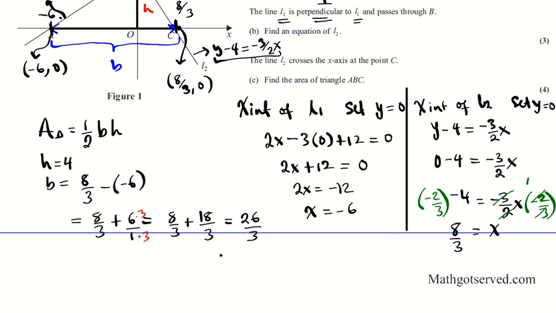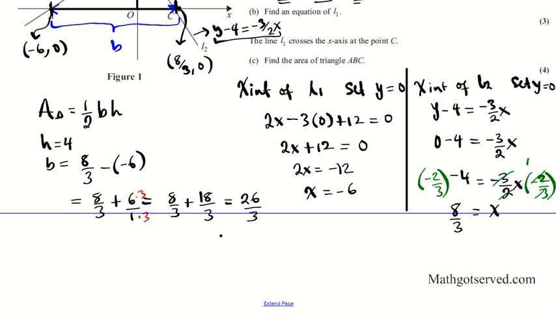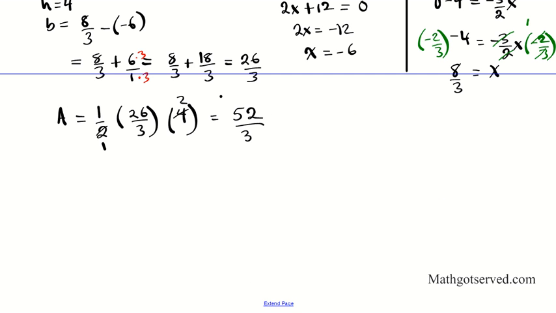All right, now we have everything we need to find the area. So the area is going to be 1/2 times the base, which is 26 over 3, times the height, which is 4. Okay, if we work this out, 2 goes here once, 2 goes here twice. 2 times 26 is 52. 52 over 3 is your area. So the area of the triangle is 52 over 3 square units. Okay, so there you have it.